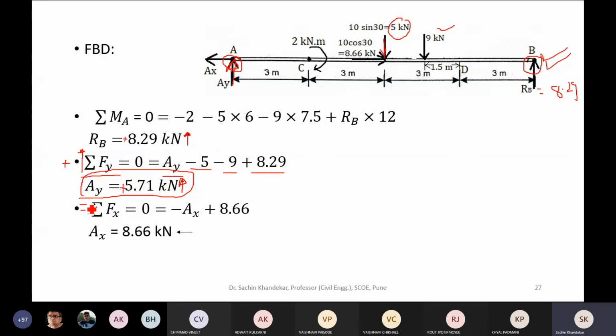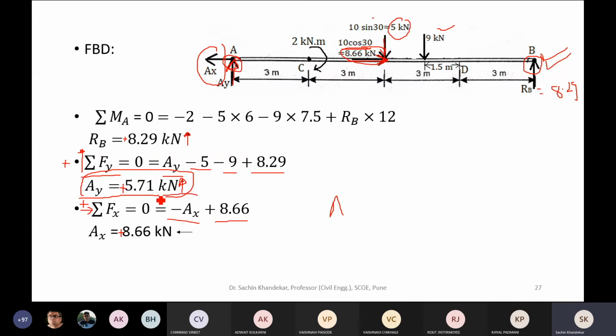So this is our sign convention: rightward positive. So summation FX equal to 0. This is minus AX, since the assumed direction of AX is leftward. Then what next? Horizontal component of this 10 kilonewton force, which is 10 into cos 30, which is 8.66 kilonewton. Now this 8.66 is in horizontally rightward direction, that means in positive x direction. So plus 8.66. After solving, we got AX again with plus sign.